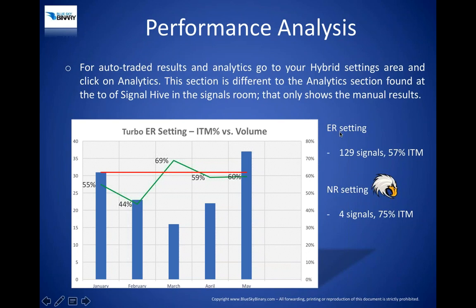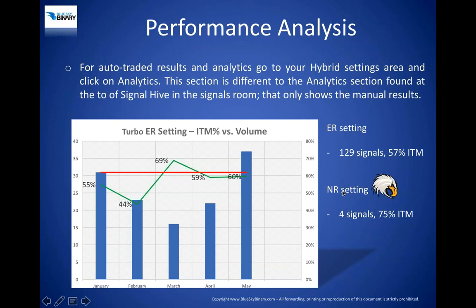You could just say, look, I'm not happy with the turbo ER results historically, so I'm not going to put it on. Even in a good month when it generates 60%, 59%, I'm still losing money because the break even is high. That's fine, so just switch it off. Or go for the no risk setting. You'll only get a signal a month, but history shows that it's probably going to win, right? So that's another way of looking at it. You can switch the turbo on, but then go for the NR setting.